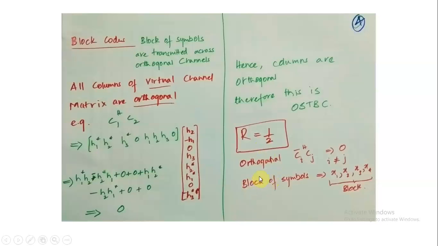There are other codes which can extend the transmit antennas from 3 to 4 to 5 to 6, but they have different rates. For further research, you can go and find the higher order orthogonal space-time block codes.